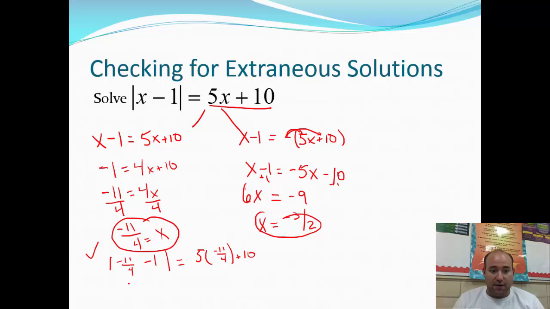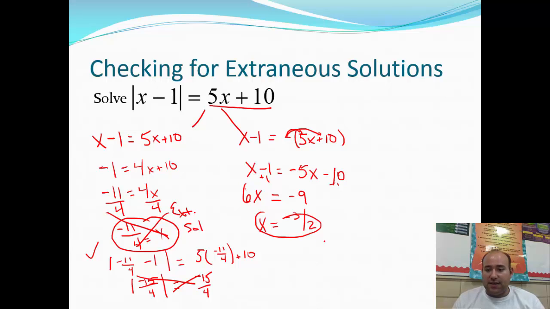Okay, the left side becomes negative 15 over 4. The right side becomes also negative 15 over 4. Well, is that true? I don't think so, because remember, absolute values can't be negative. So this is an extraneous solution.